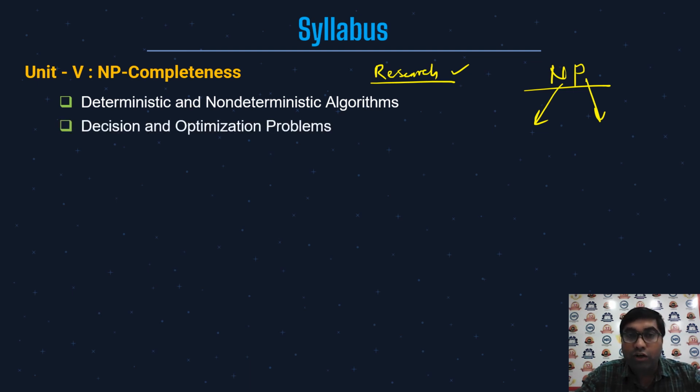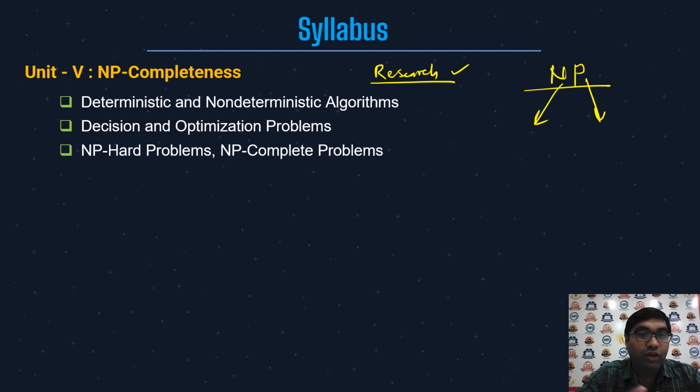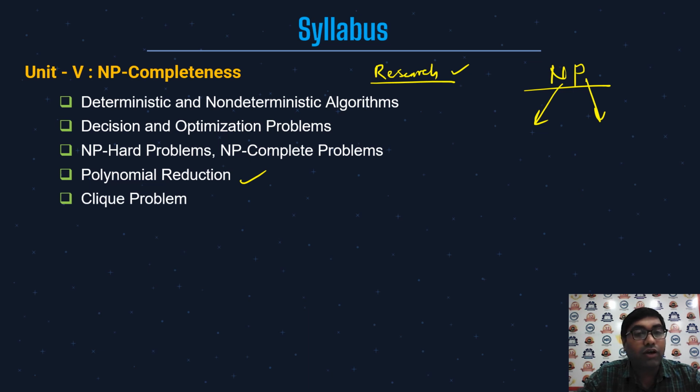Then second, decision and optimization problems. Third one is the various classes of problems in the NP completeness theory. So basically there are P class, NP-hard class, NP-complete class. These different classes of problems are there. So all these classes we have to study. Then next is the polynomial reduction. Mainly the complex problems are reduced into the simpler one. And how to solve this complex problem by reducing it into the simpler problem by the theory of NP completeness, that we have to study under the polynomial reduction topic. Finally, we have to go for the clique problem and the Cook's theorem. So these are the topics which we have to study under unit number 5.